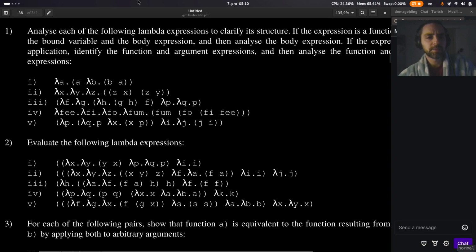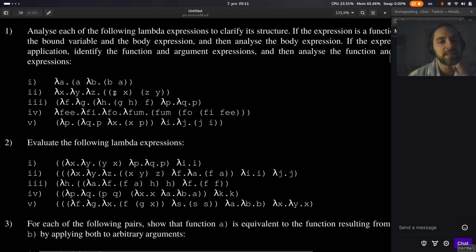And analyze. Okay, the second one will be hairy. Look at this: lambda x, lambda y, lambda z, and zx, zy. Well, we have 3 lambdas here, right? Lambda x, and this is the body, right? And then we have this head with this body, and we have this head with this body. And inside we have the z that is bound, the x that is bound, the z that is bound, and the y that is bound.